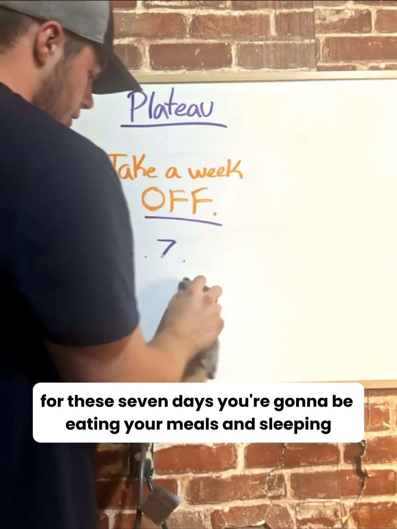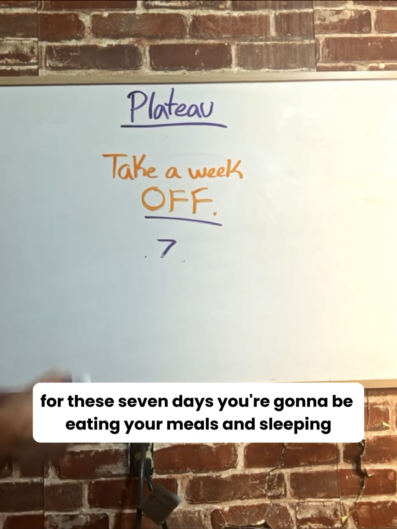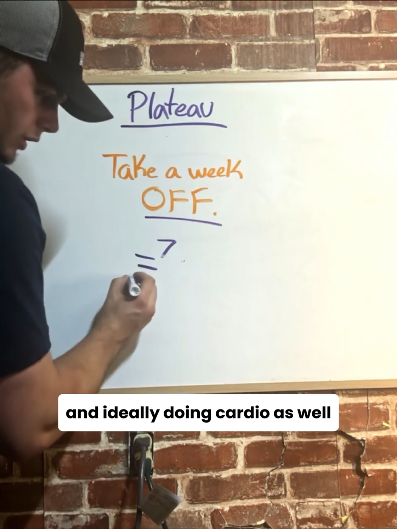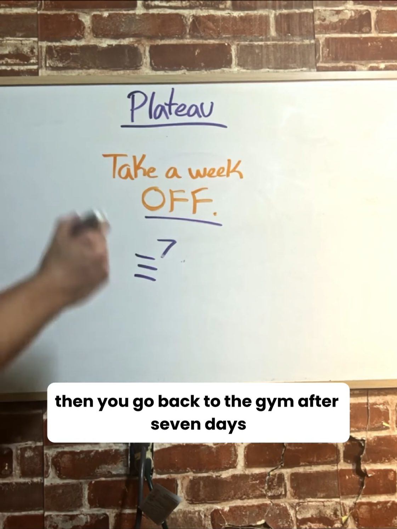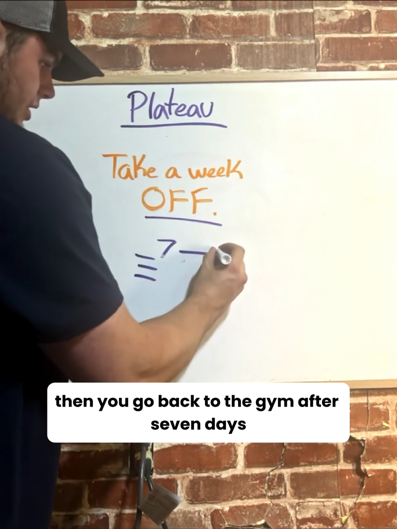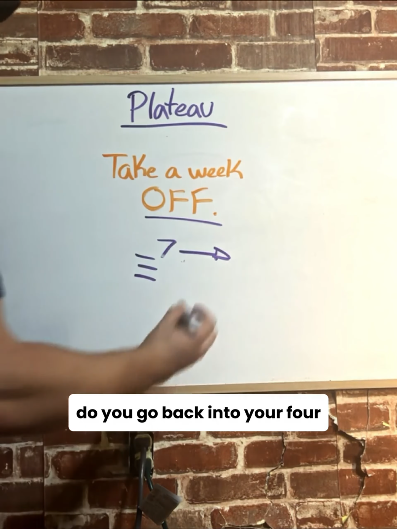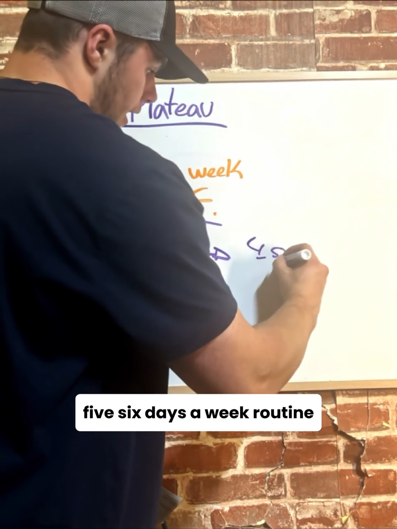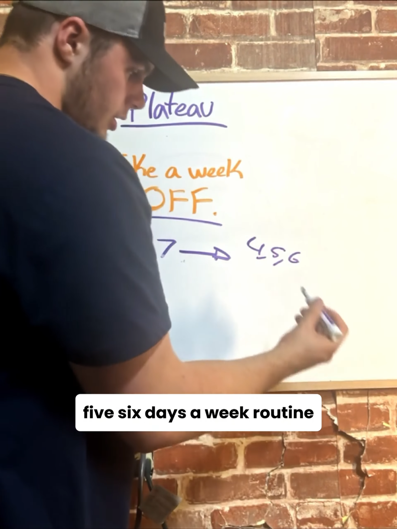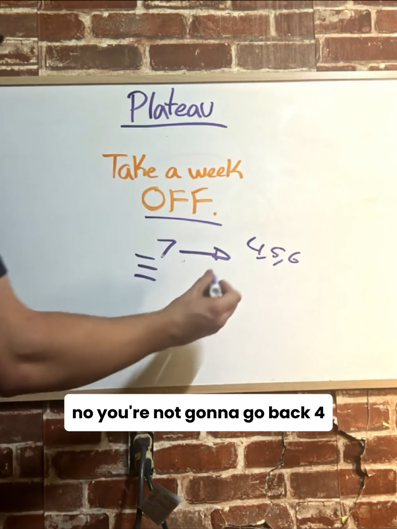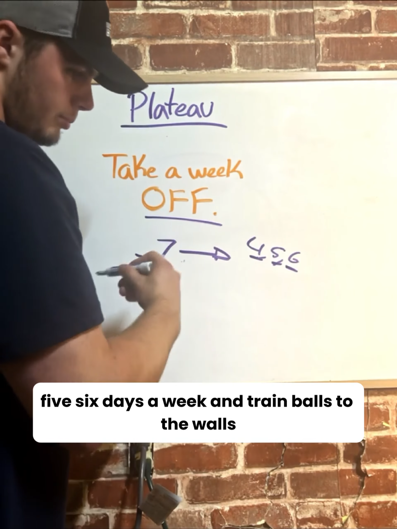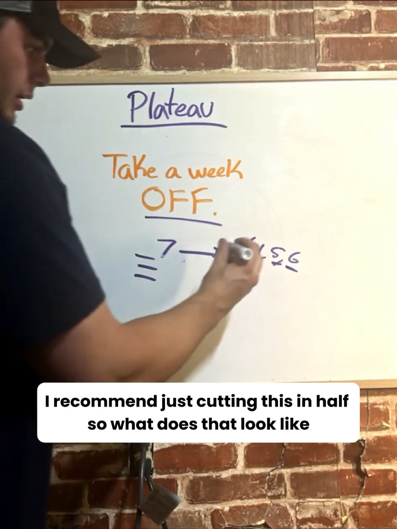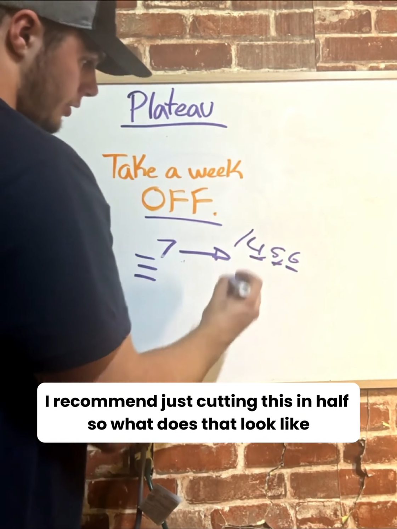For these 7 days, you're going to be eating your meals and sleeping, and ideally doing cardio as well. Then you go back to the gym after 7 days. Do you go back into your 4, 5, 6 days a week routine? No, you're not going to go back 4, 5, 6 days a week and train balls to the walls. I recommend just cutting this in half. So what does that look like?